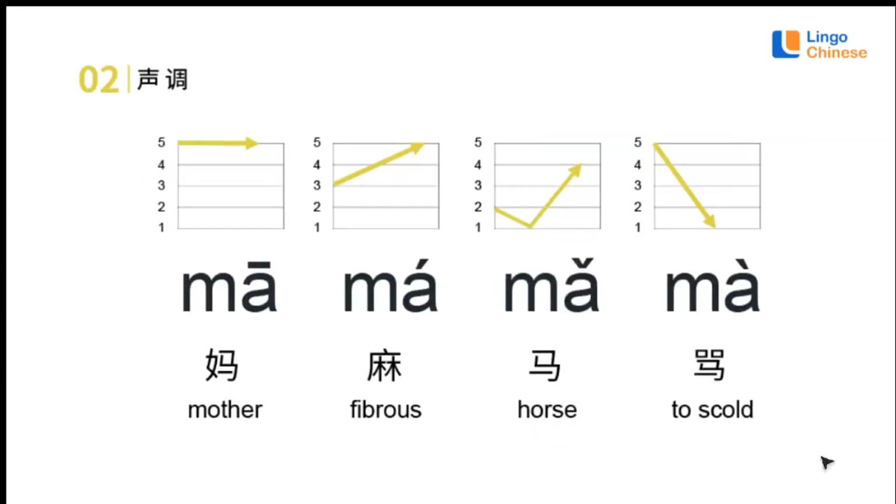Now let's learn more about tones. Here are the 4 tones of Chinese: the first tone, the second tone, the third tone, and the fourth tone. The first one, ma, is high and flat. The second one, ma, is a rising tone. And the third one has a falling-rising tone. The fourth one is a sharp decline. Ma.